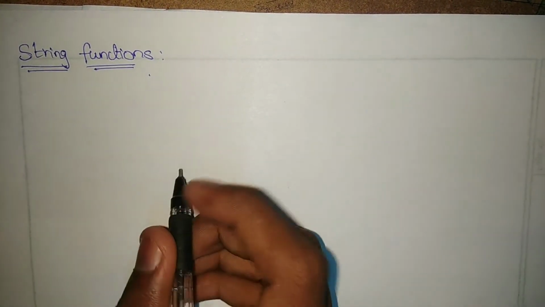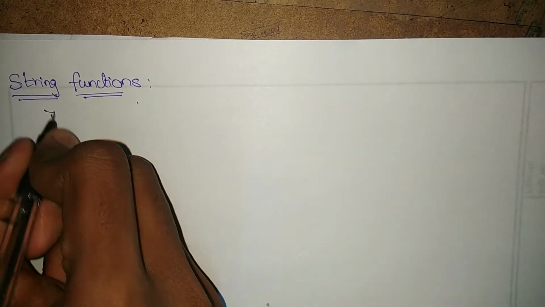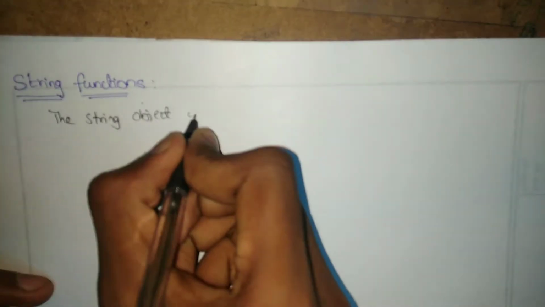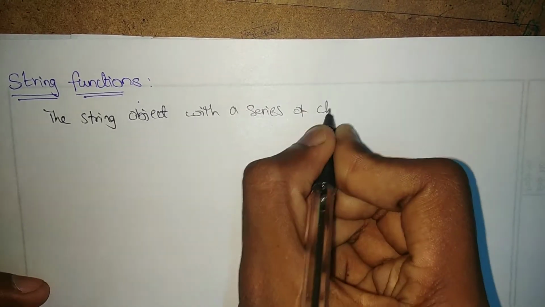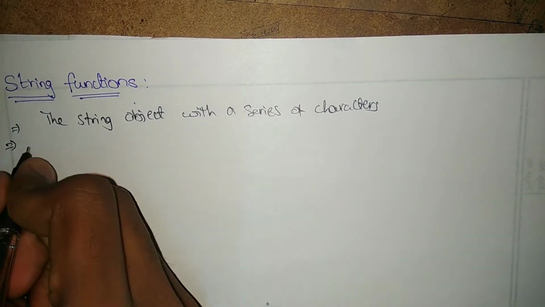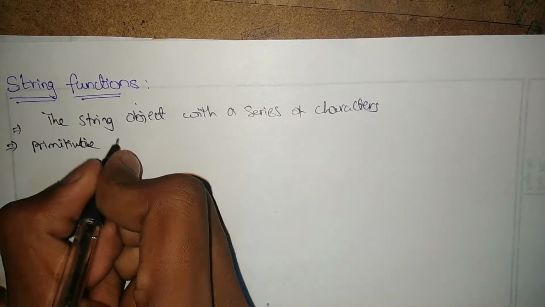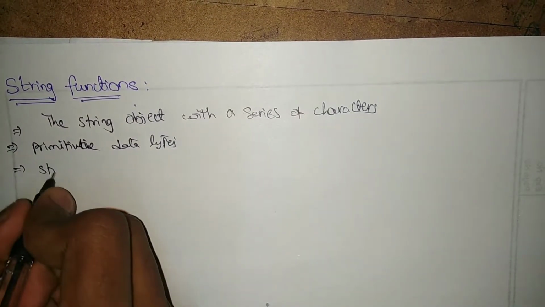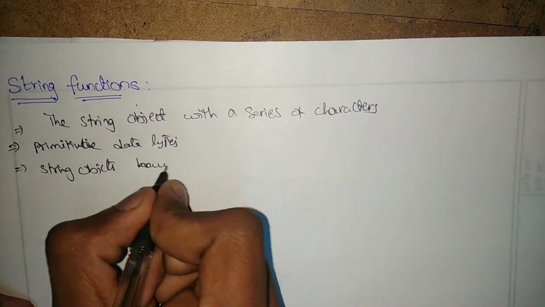String functions. The string object is a series of characters, and those characters are called primitive data types. These string objects come with a number of methods.